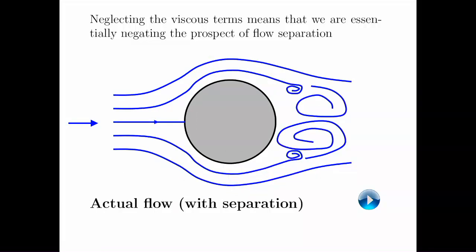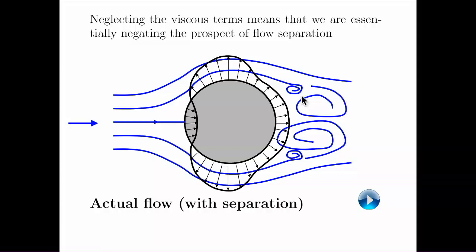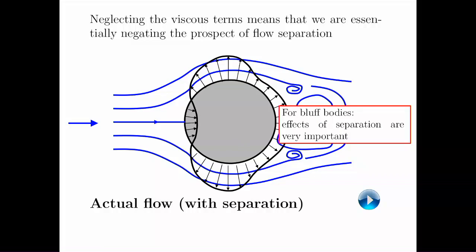What actually happens is that you'll have flow separation. It looks something like this, where the flow is initially attached, but later on separates. This is what would happen when you have a flow over a bluff body, and the pressure distribution looks something like this. For bluff bodies, such as a cylinder or a sphere, the effects of separation are very important.